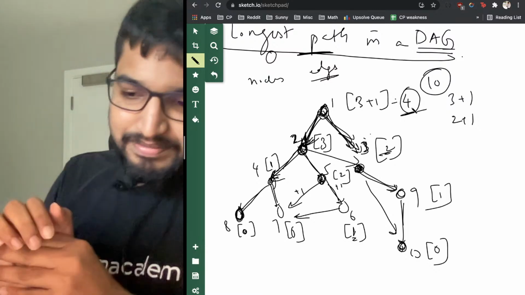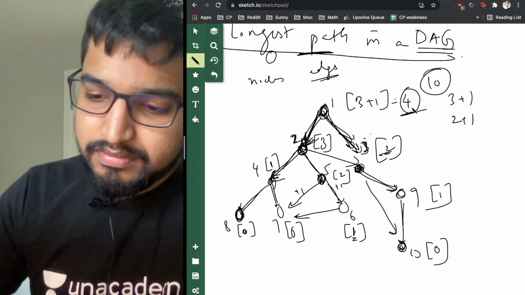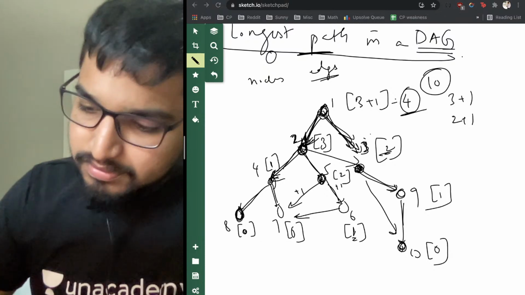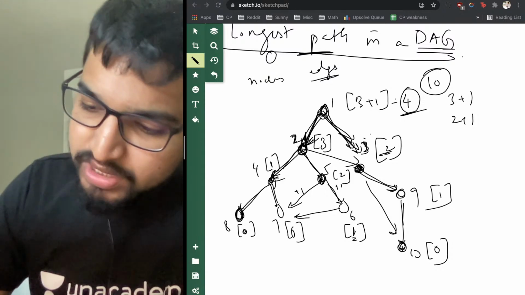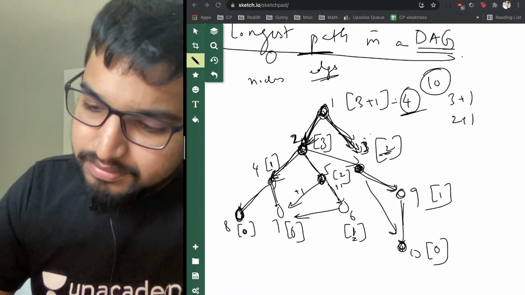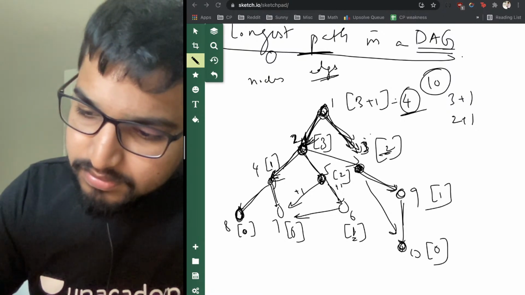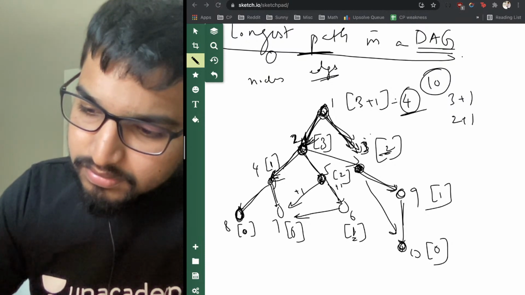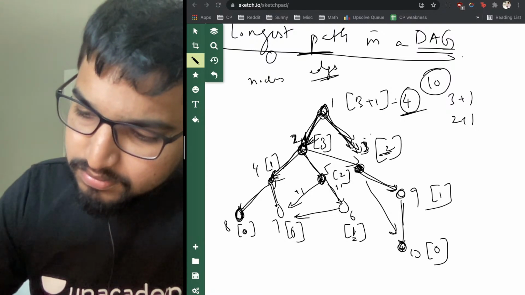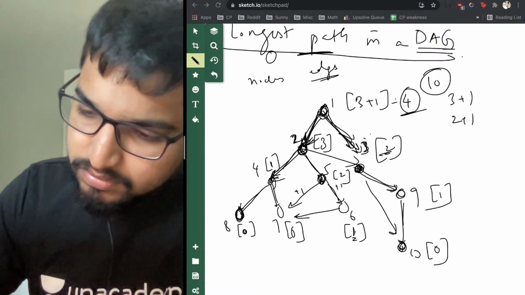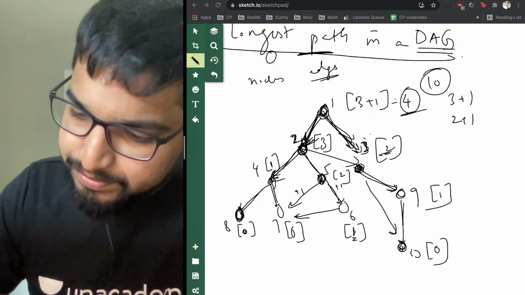Alright. Is that clear? Any doubts with this solution so far? Clear? Awesome.